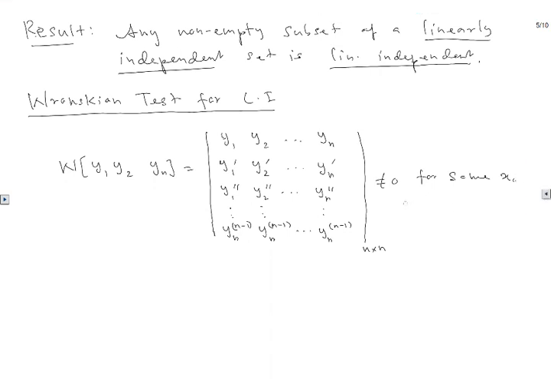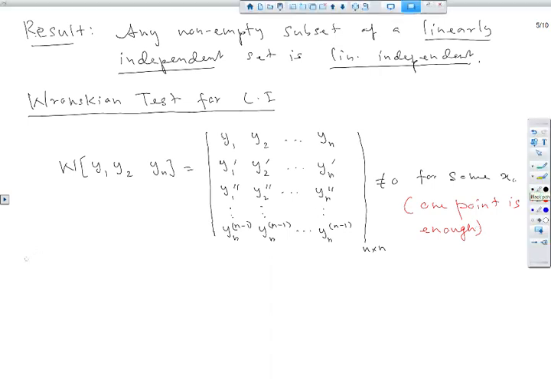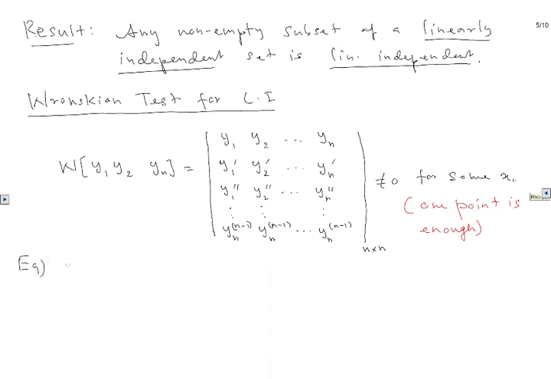I'm going to emphasize this again: one point is enough. We can show that. That part is a little advanced, but we can show that just one point is enough. So let's use this idea to show a couple of cases. Let's do the first example. Show that the functions 1, x and x squared are linearly independent.